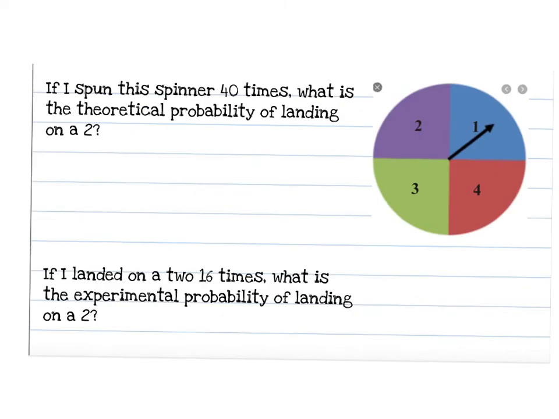If I spun this spinner 40 times, what is the theoretical probability of landing on a 2? So if you want to pause the video and do these 2 questions in your notebook and then come back and check, that'd be awesome.